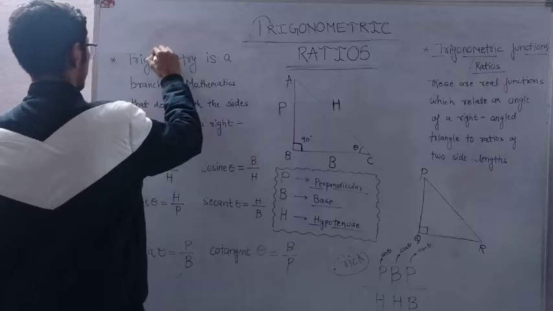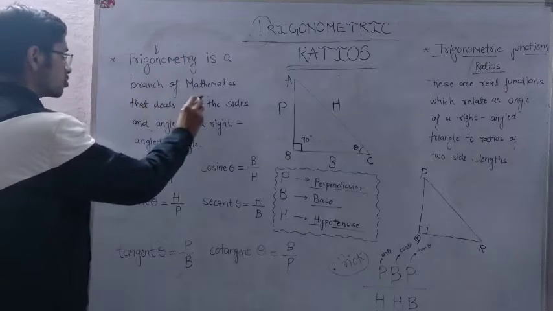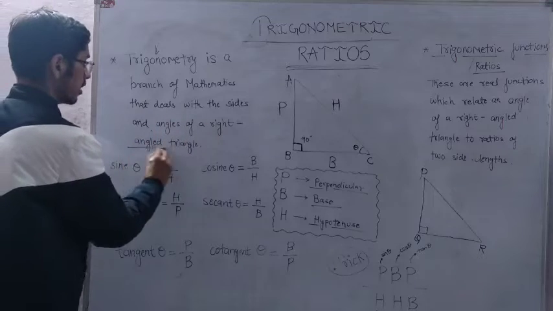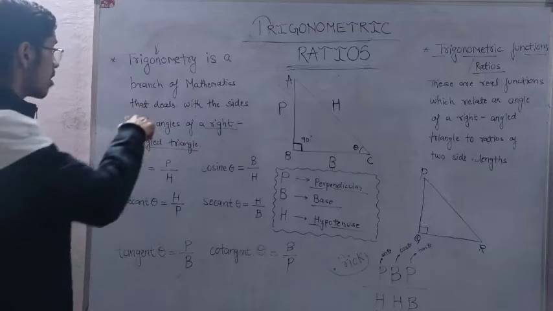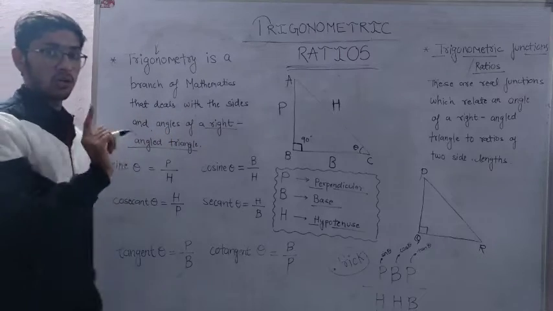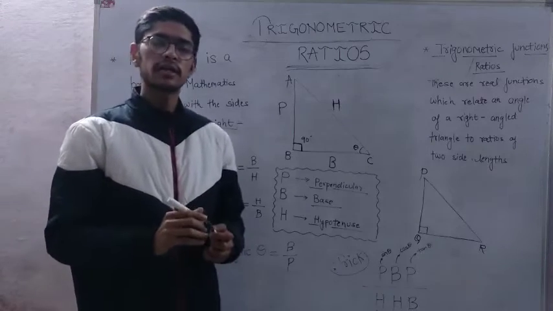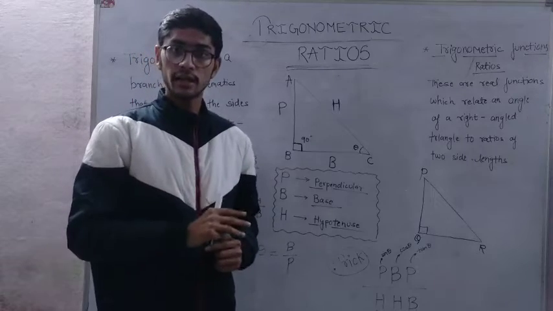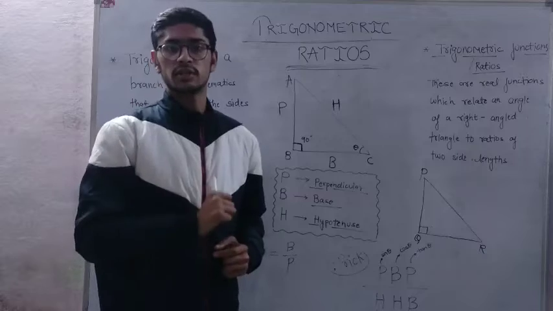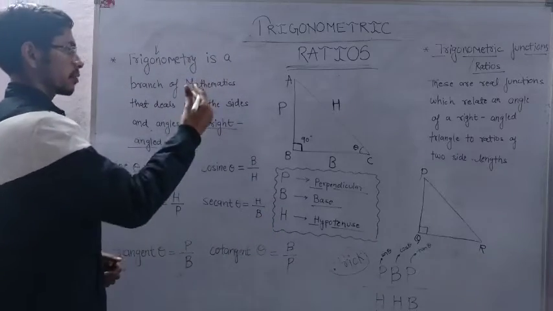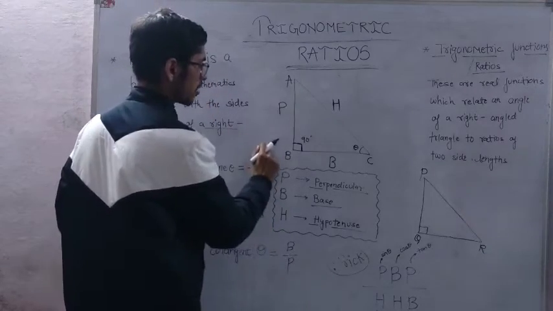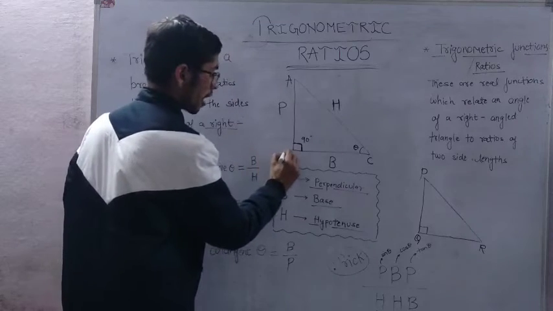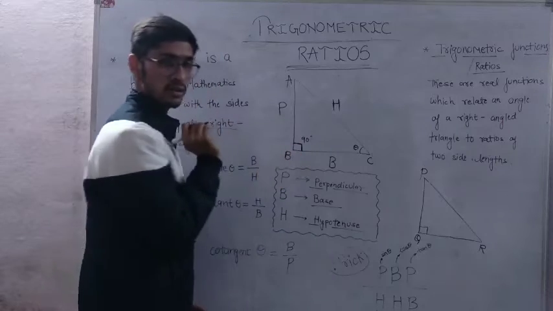Trigonometry is a branch of mathematics that deals with the sides and angles of a right angle triangle. In earlier classes we have already learned about triangles. A triangle is a closed figure which has 3 sides, 3 angles and 3 vertices. So we have already learned about it. And here there is a right angle triangle ABC which has 90 degrees at its vertex B.